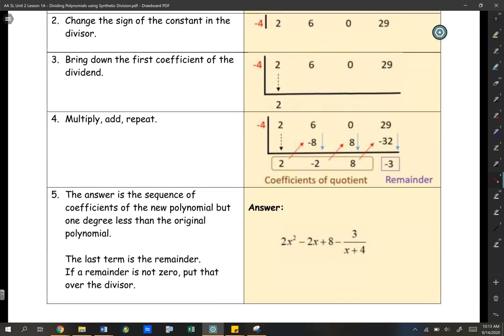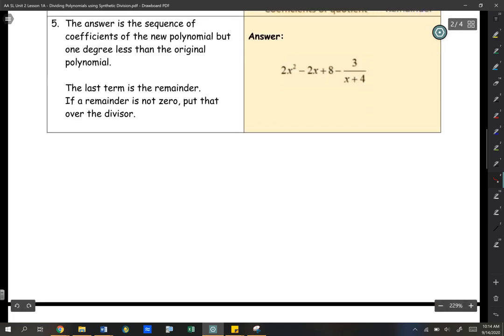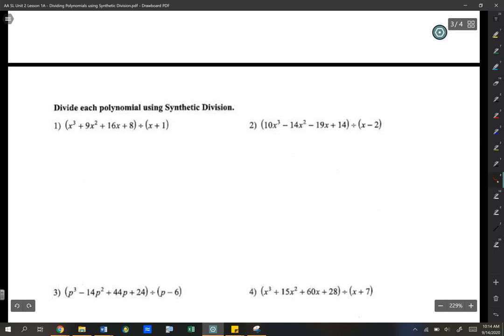The remainder, which was minus 3, over the divisor, which was x plus 4. Okay, so don't worry if right now you still have no idea what I'm talking about. We're going to do a couple, until you start feeling good about it, and then in no time you're going to be an expert. But remember, you have this page to use as a reference. Okay, so let's do number one here together.